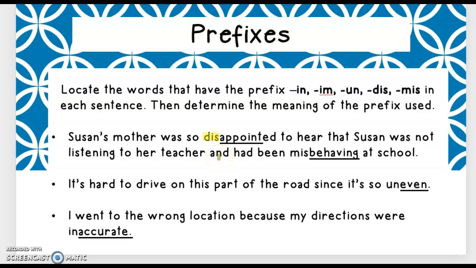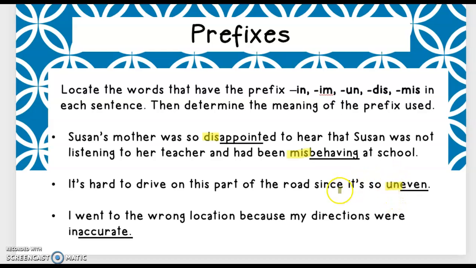Dis is a prefix, and we know that if her mother was disappointed, she was not approving of her behavior. Not. Because she was misbehaving. She was not behaving at school. It's hard to drive on this part of the road since it's so uneven. Uneven, that means it is not even or kind of bumpy.